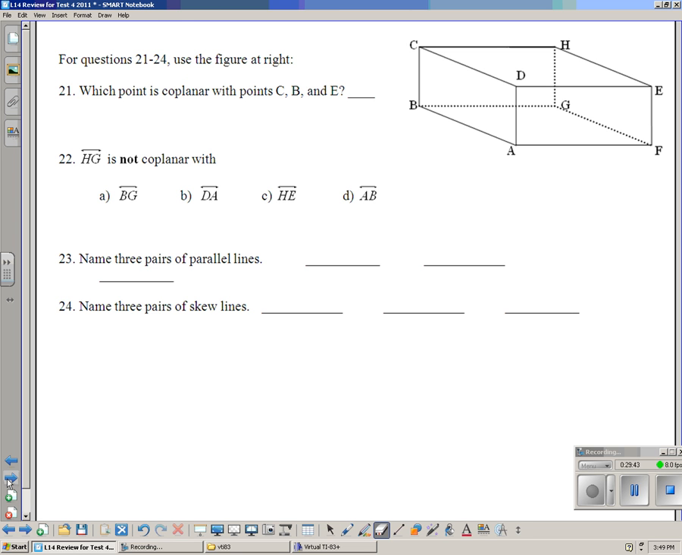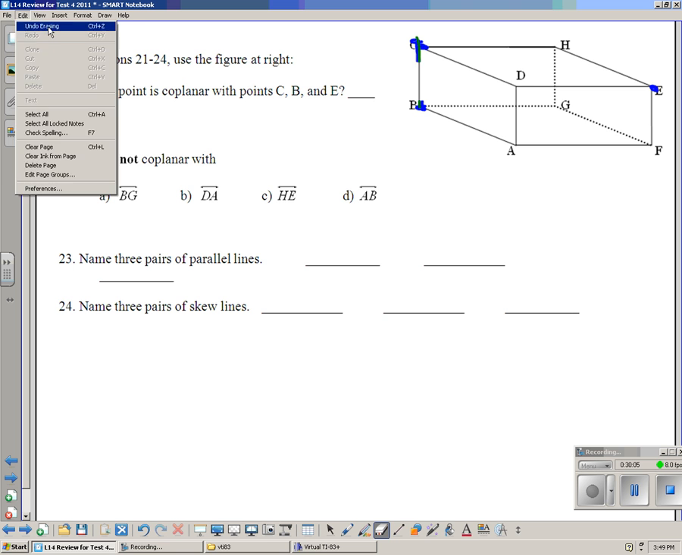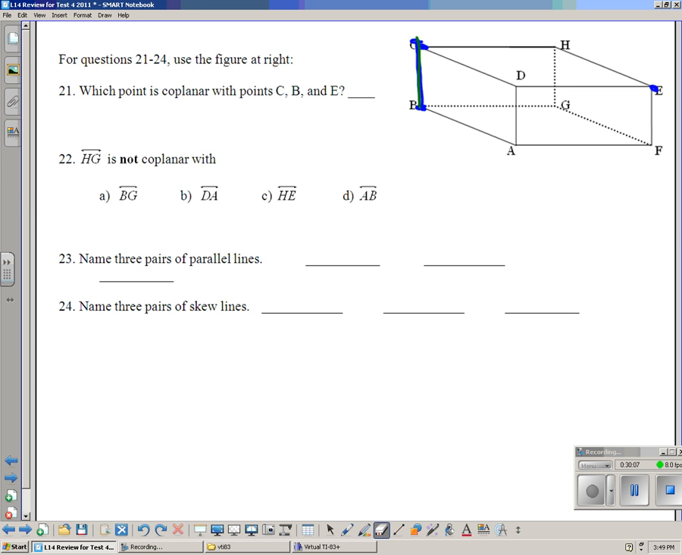Number 21 says, which point is coplanar with C, B, and E? Some of you are having difficulty with this concept. You have C and B connected by a line. So here's my line. If I thought about moving this line over to point E, which is the other point, what point would it hit? Well, it would hit F.